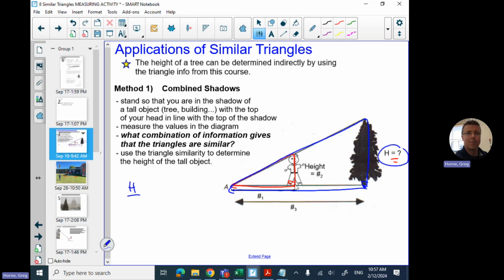So if we went height of the tree over the base of the big blue triangle, number 3, then you could do the known height of the person, number 2, over the distance to the shadow tip from the person. Obviously, all those numbers are known, and you can just solve for the missing piece.